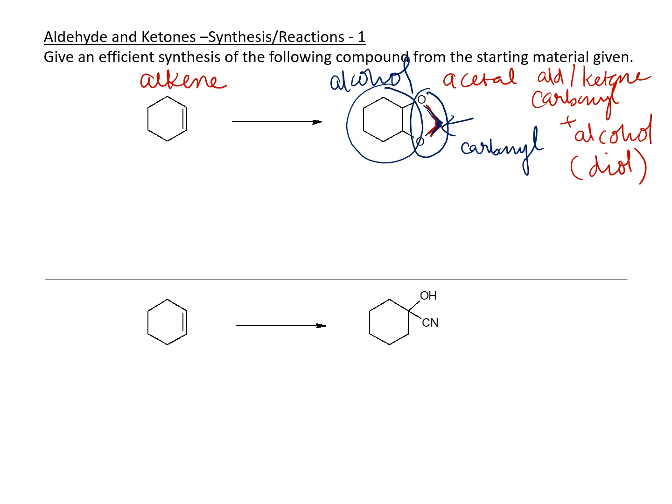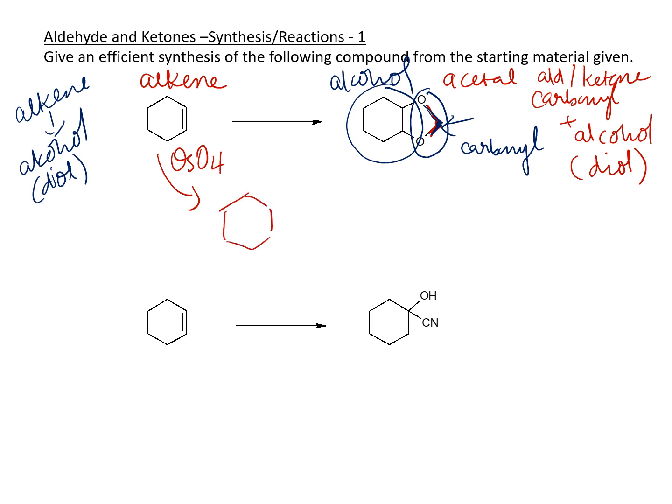So once you know it's coming from the alcohol, it means that you need to convert the alkene to an alcohol, and more specifically a diol, so that you can then add a carbonyl to it in order to form the acetal. All right, so now at least we have a path to go to, and here we form a diol. The best way to form a diol is using osmium tetroxide. It's a nice neat way.